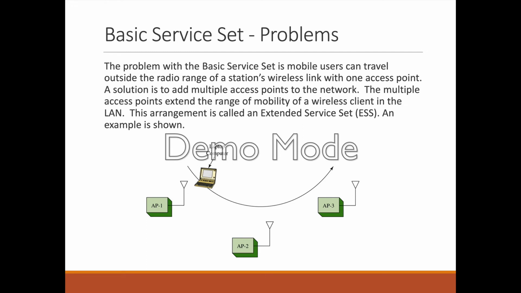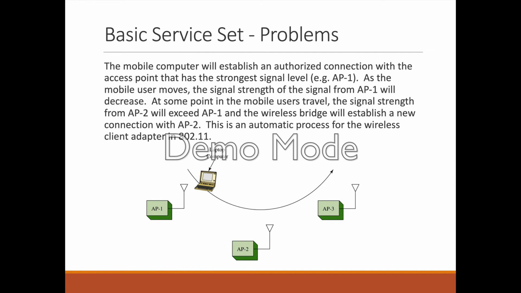Problem with basic service set is mobile users can travel outside the radio range of the station's wireless link with one access point. Solution is to add multiple access points, as I mentioned. The more you have, the better the network's going to be. Mobile computer will establish an authorized connection with the access point that has the strongest signal level. As mobile users move through the signal, the strength of the signal from AP1 will decrease. At some point in the mobile user's travel, the signal strength from AP2 will exceed it.